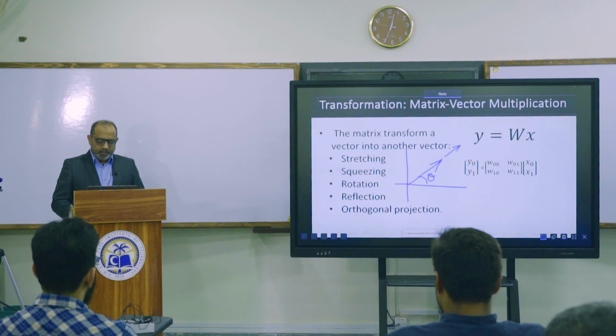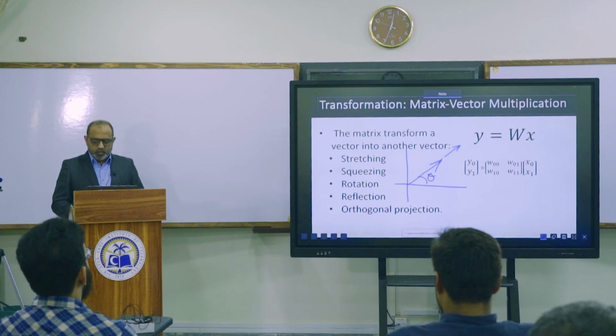Usually you will be given a matrix, because a matrix has this characteristic of changing the direction of a vector. And you've got to find a vector. You need to find a vector.